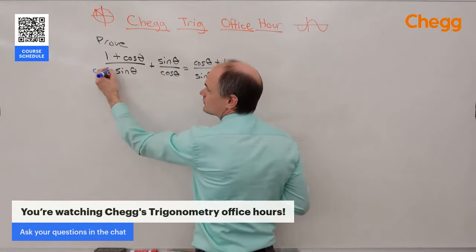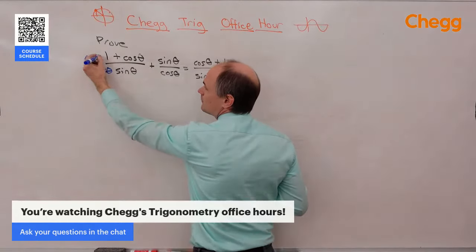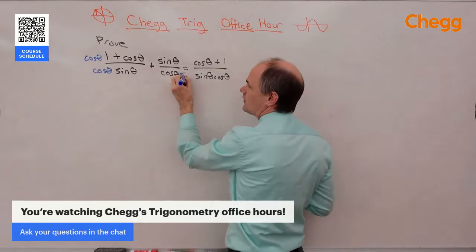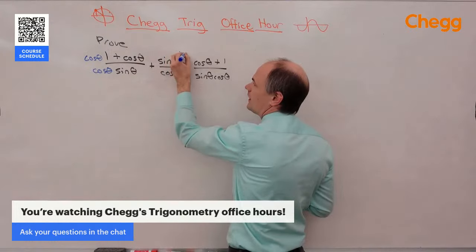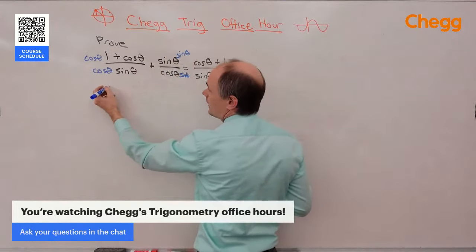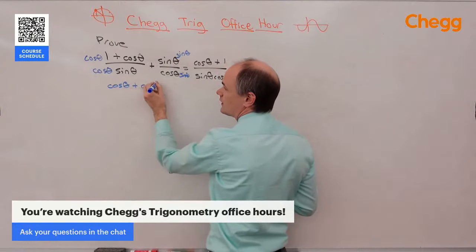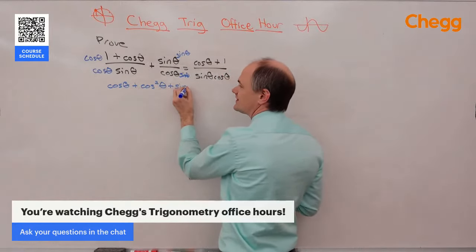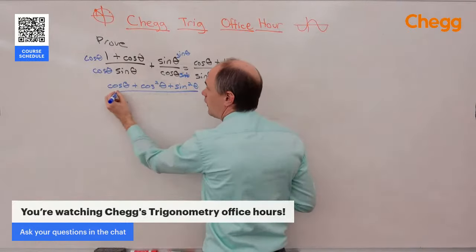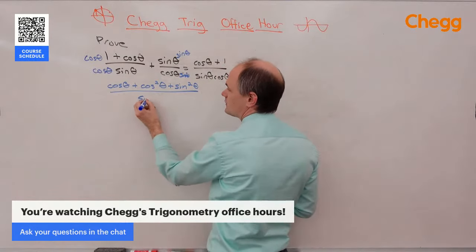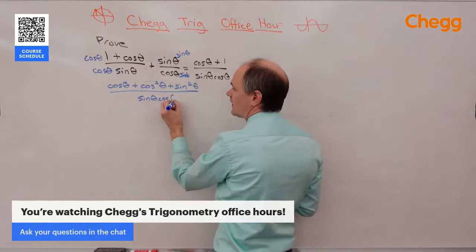So I'm going to multiply this one by cosine theta on top and bottom. And I'm going to multiply this one by sine theta on top and bottom. So that I have, after I distribute, cosine theta plus cosine squared of theta plus sine squared of theta over my common denominator, which is sine theta cosine theta.